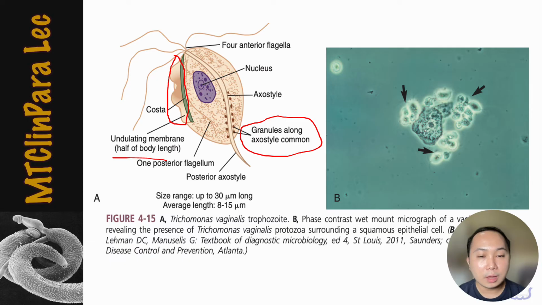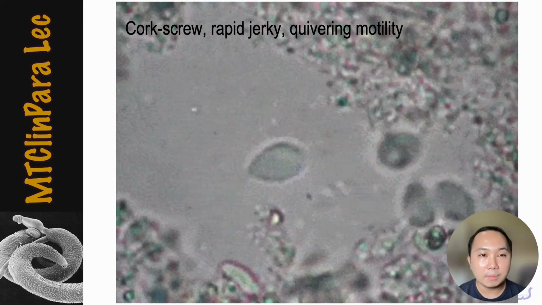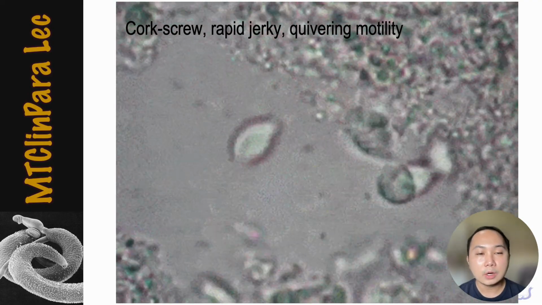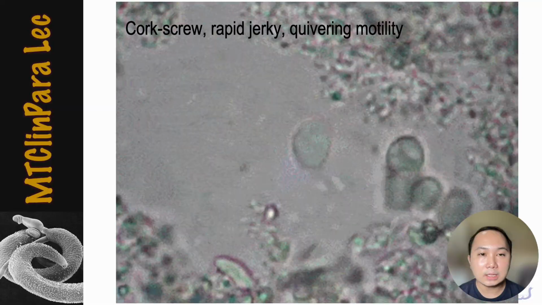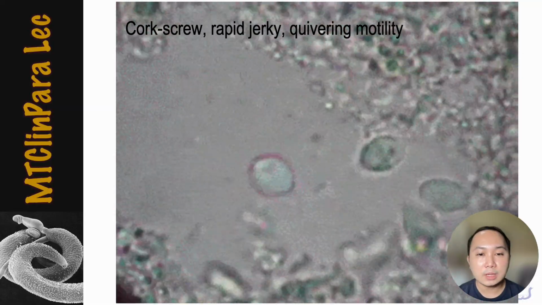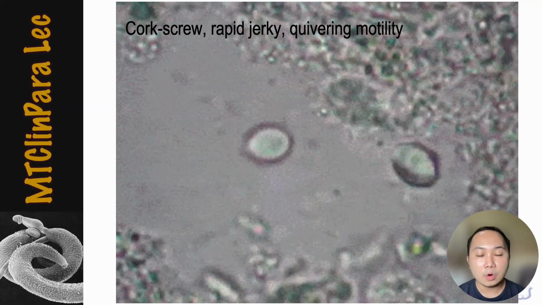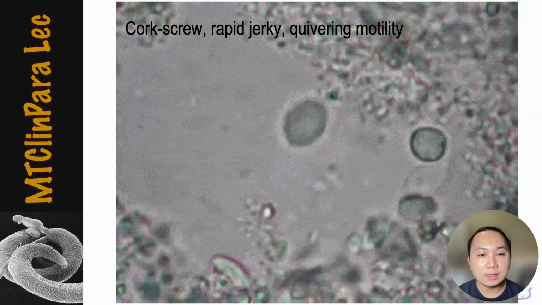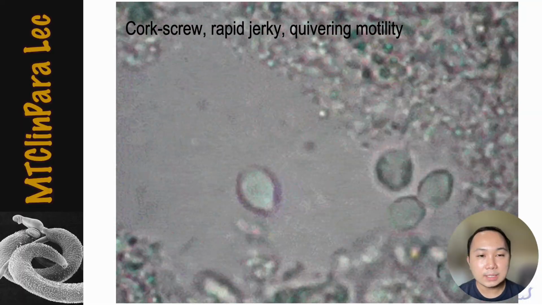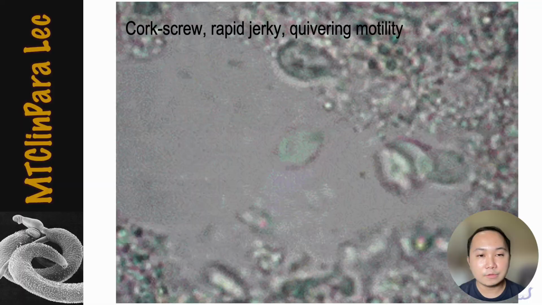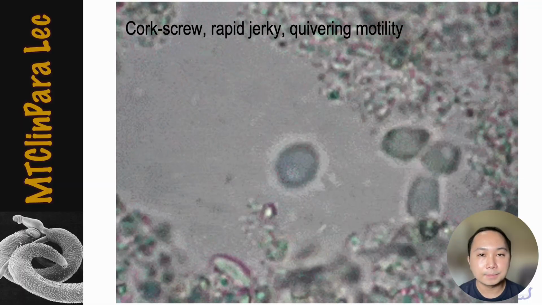But again, the most characteristic would be the motility of the parasite. So here is the motility that we are talking about. So this is a corkscrew, rapid jerky motility. Sometimes in Belisario, he described this as quivering, or in Tagalog, nanginginig, na motility. So as you can see here, very distinctive for Trichomonas vaginalis.